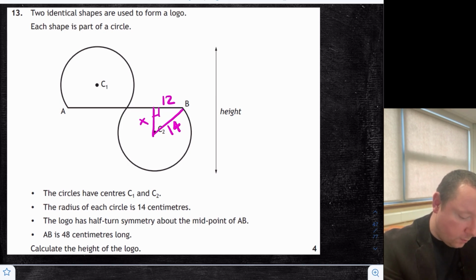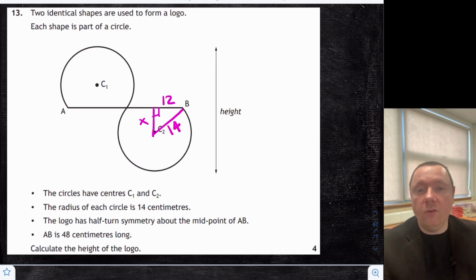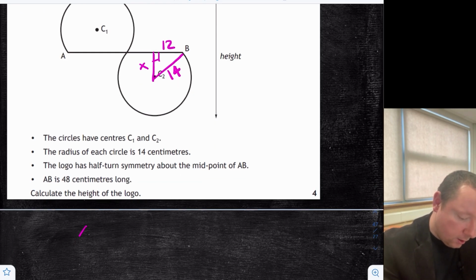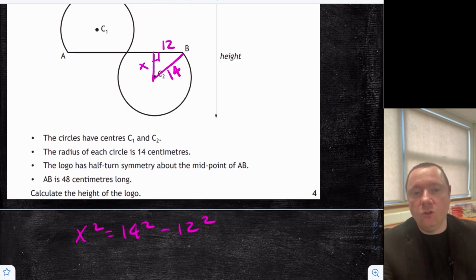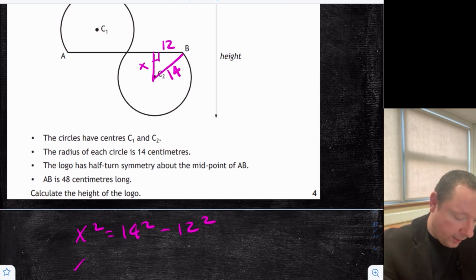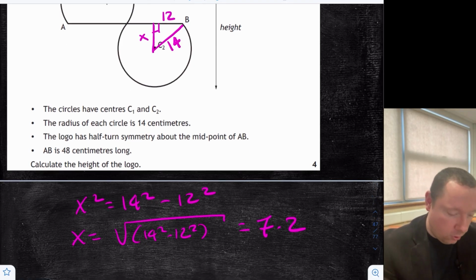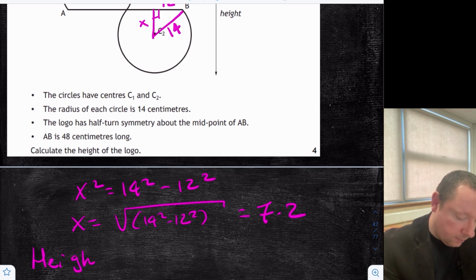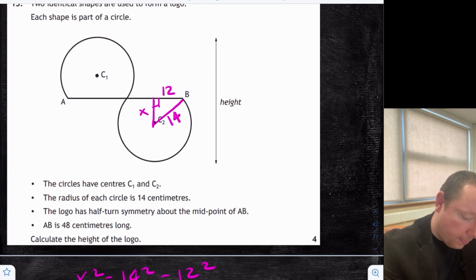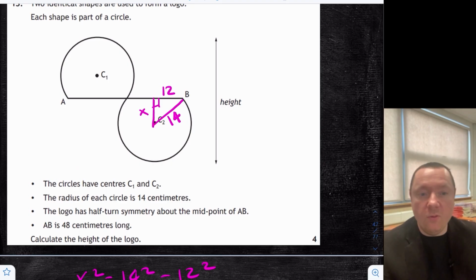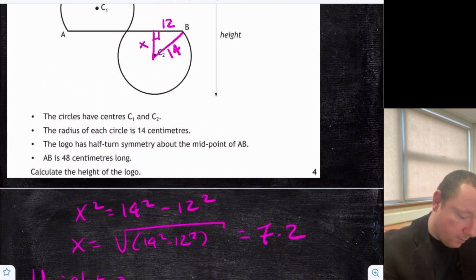Now once I've got that one, it's going to be the same on here. So then it's just adding in a radius and a radius. So I can just work from there. So x squared is 14 squared minus 12 squared. We've got 2 marks so far, one for the right angle triangle and one for the answer. So then x is the square root of the answer to 14 squared minus 12 squared, which is 7.2. And therefore height, well, we'll just do it in stages. We have got a radius plus the answer x, and then we've got that again, so double that. So we can just write down the radius, remember, was 14.